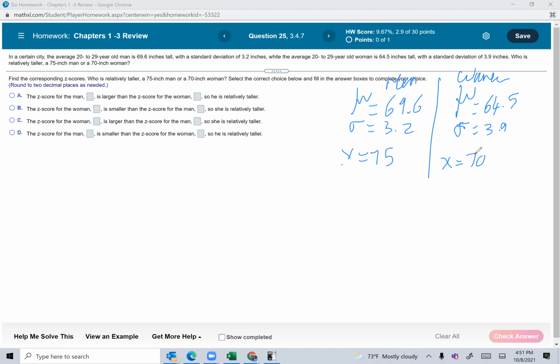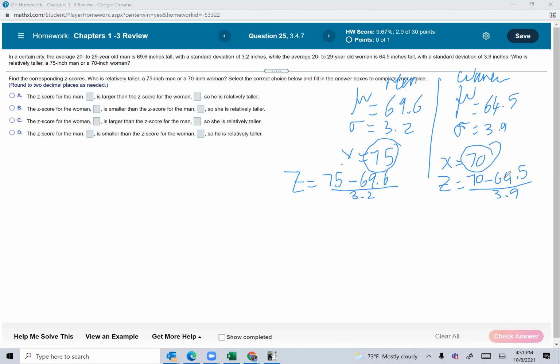So, to compare apples and oranges, which usually we can't, but we can if we change into a z-score. What I'm going to do is change the 75 to a z-score and the 70 to a z-score, and the one who has a higher z-score will be taller. For the man it will be 75 minus 69.6 divided by 3.2. For the woman, it will be 70 minus 64.5 divided by 3.9.